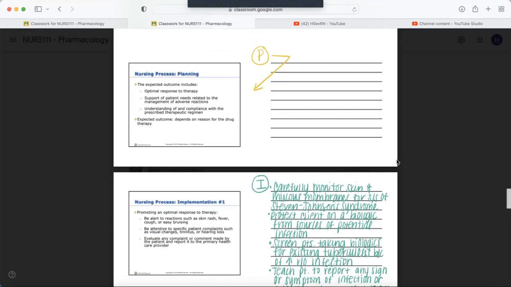Planning, what are our goals? Well, our goals are very similar to the goals that we always have, right? That we respond to the therapy. So that's going to depend on the medication.